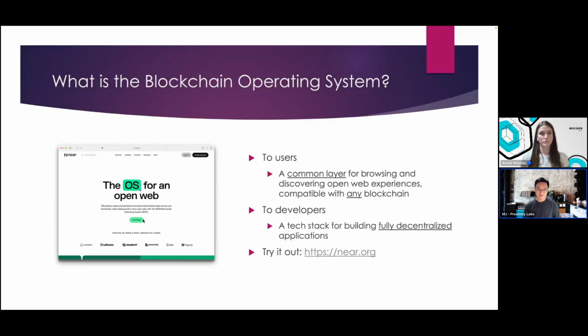And another thing to mention here is that the blockchain operating system is compatible with any blockchain. So if you go to NEAR.org right now, you can find applications that are developed not just on NEAR, but also on other blockchains such as Arbitrum, Ethereum Mainnet, Polygon, zkEVM, and so forth. And then to developers, the blockchain operating system is a new tech stack for building fully decentralized applications. So the keyword here is fully decentralized. This means that developers can decentralize not just their backend and database, but also the front end of their applications.